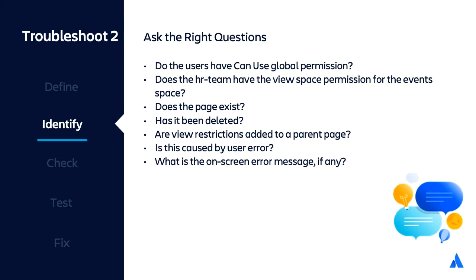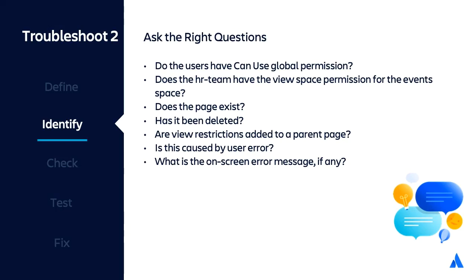You need to understand who the targeted users are, and you need to check that those users have the can use global permission and they can log into Confluence. Make sure that they have the space permissions for the space. Then check to ensure that the page actually exists and that it hasn't been deleted or moved. Make sure the users weren't mistaken when they chose to navigate to the page using the shared link.